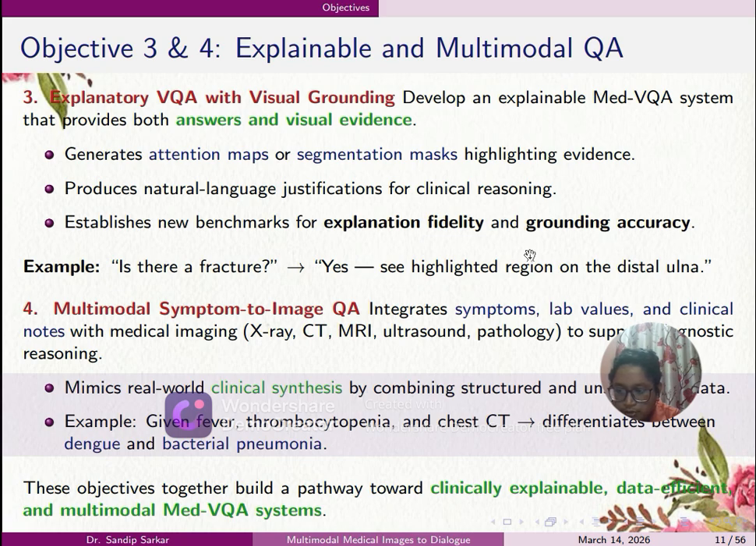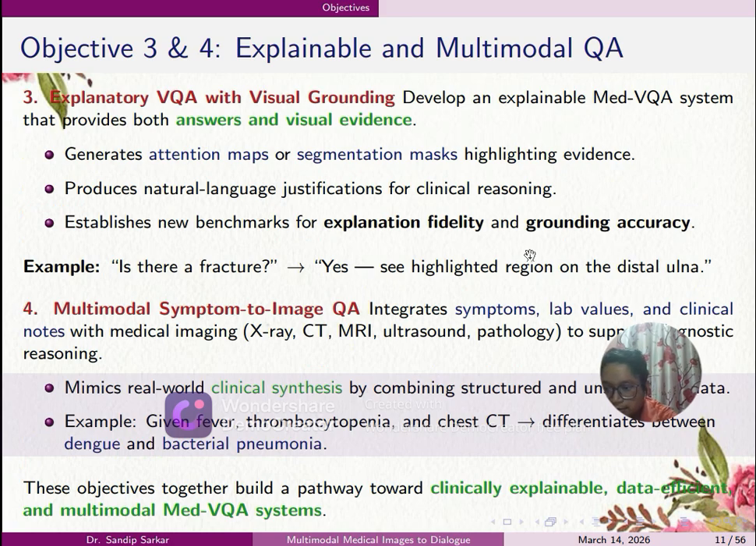To address this problem, our system will generate attention maps and segmentation masks that highlight the exact region of the medical image used for decision making. For example, when there is a fracture, the system should highlight the region in the distal ulna and visually mark the fracture site in the image.